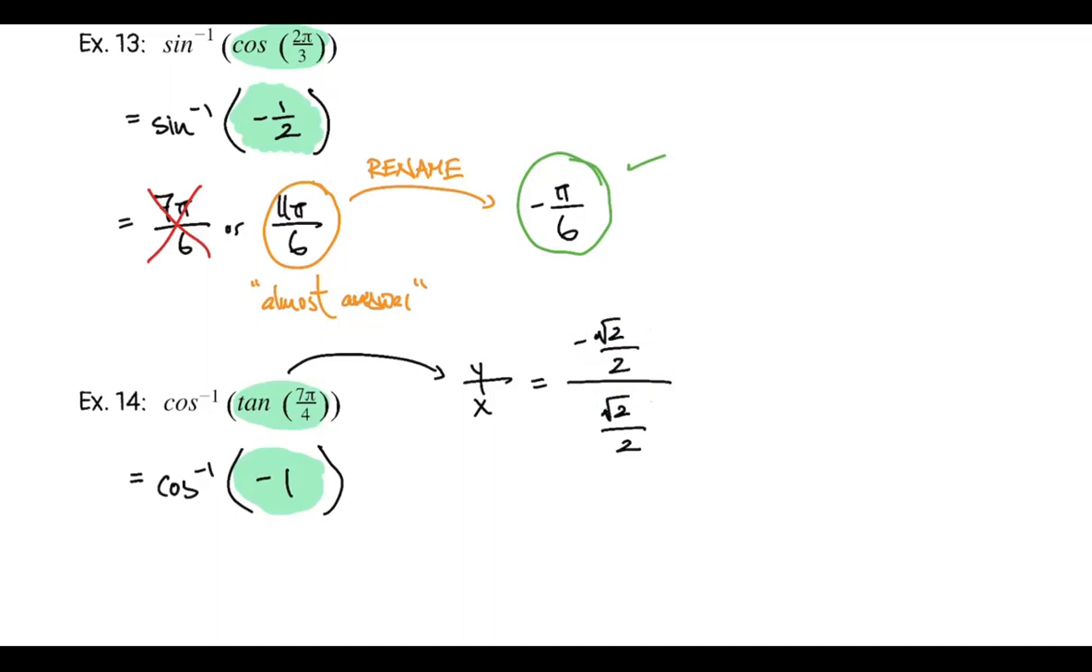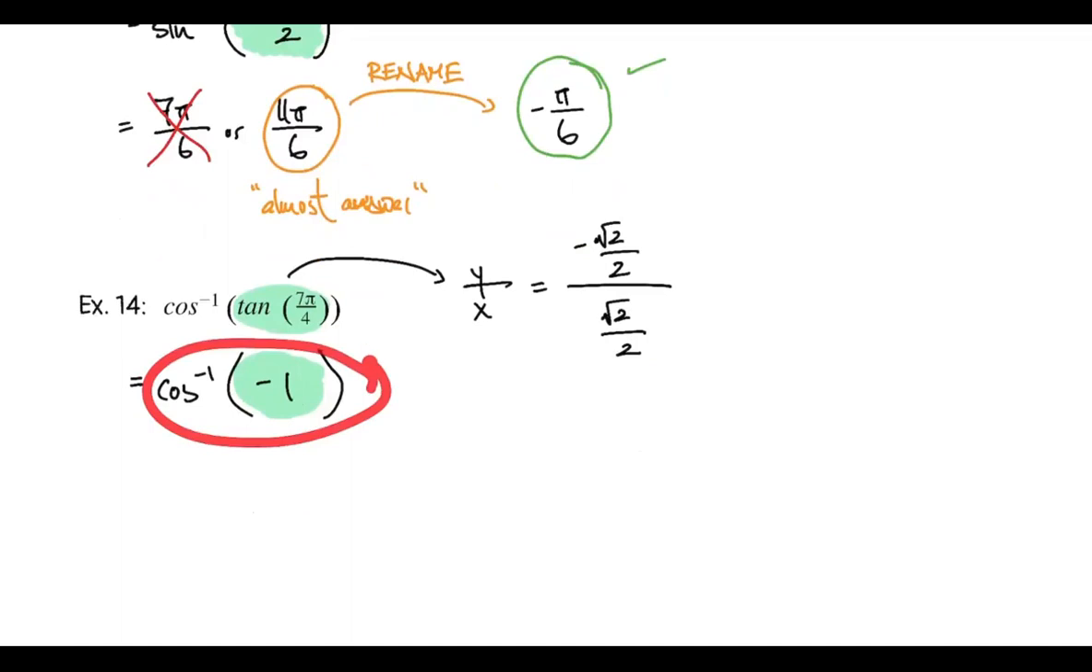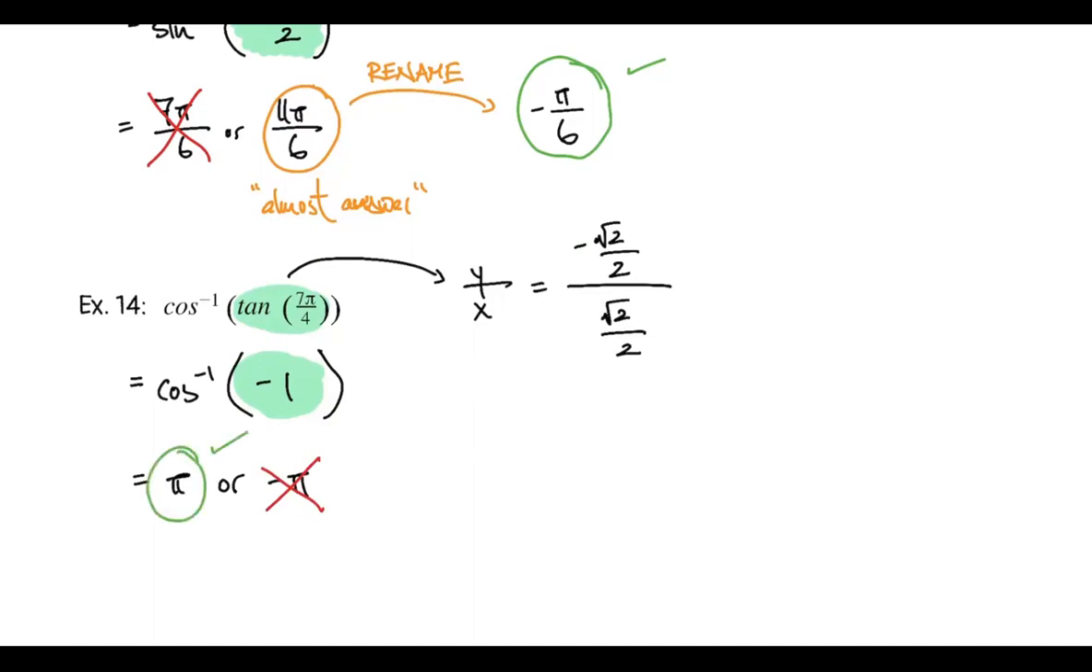All right, so the question now really is, find the inverse cosine of -1. So what are our possible values and what do we get? Yeah, we could have pi or negative pi. And the negative pi is not between 0 and pi, but pi is. And so we get our answer. Okay.